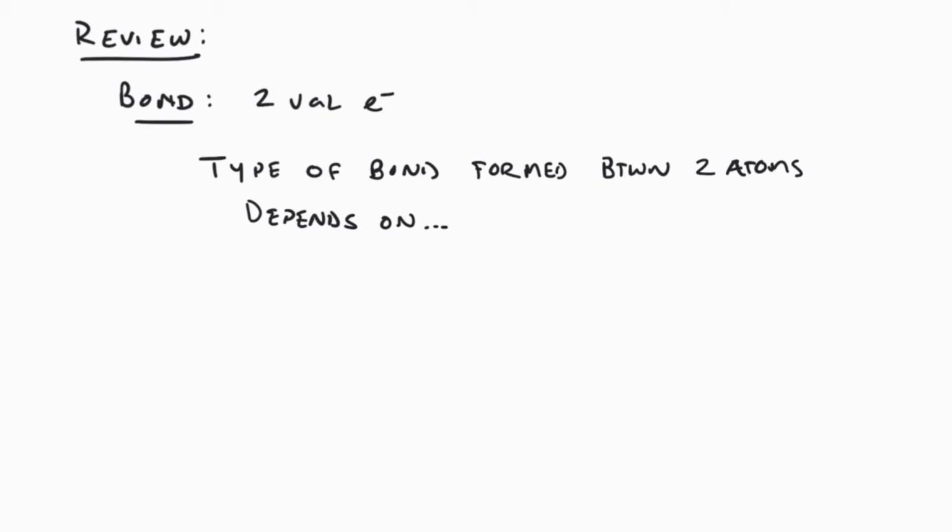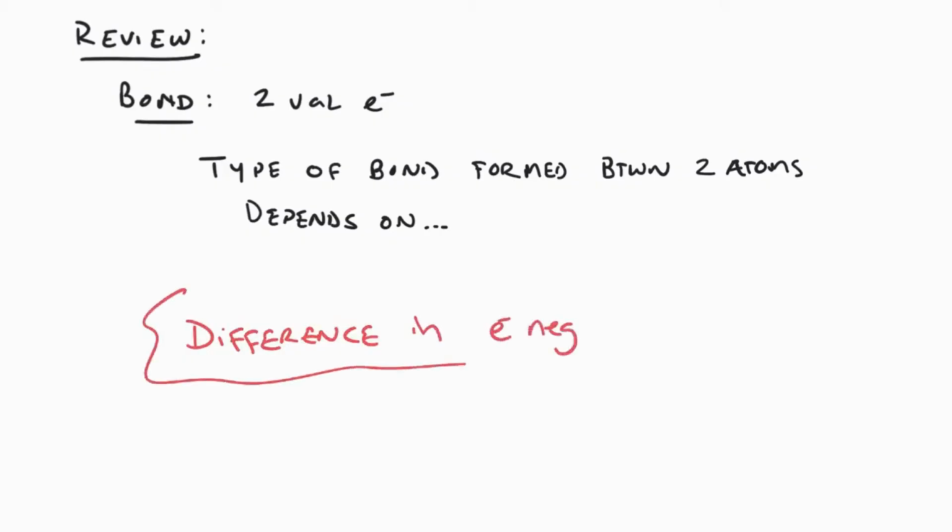Remember that a chemical bond is formed by two valence electrons, right? We're talking about electrostatic interactions involving attractions and repulsions between atoms and valence electrons. Okay, and the type of bond that forms between two atoms really depends on the difference in electronegativity between the two elements in the bond, right? And it's that difference in electronegativity that determines the type of bond, and then the type of bond actually has a huge influence on both physical and chemical properties. In this video we're going to consider physical. We'll think about chemical properties later.